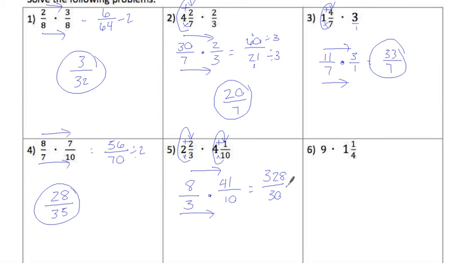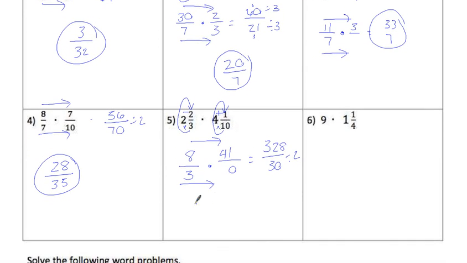They end in 8 and 0, so I can divide by 2. 328 divided by 2 should have given you 164. 30 divided by 2 should have given you 15. Now it's not done there, because if you go back through your steps, you can divide this by 3, because 4 plus 1 gives you 6, and that's divisible by 3. 5 plus 1 is 6, and that's divisible by 3. So if you divide this by 3, you get 38 over 5 as your final answer.